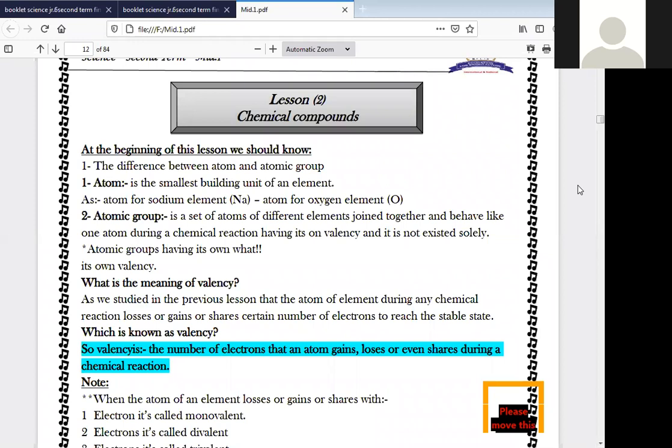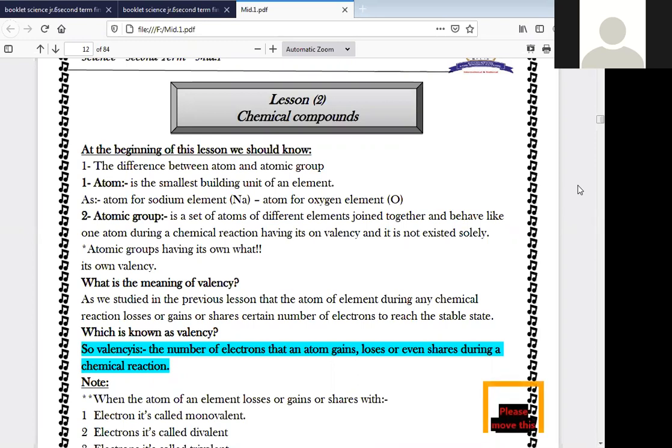As we studied before, atom is the smallest building unit of an element or the smallest building unit of the matter. Atoms such as sodium atom, atom of oxygen element, atom for carbon, atom for hydrogen, atom for nitrogen, atom for any element. Okay, this is the meaning of atom.